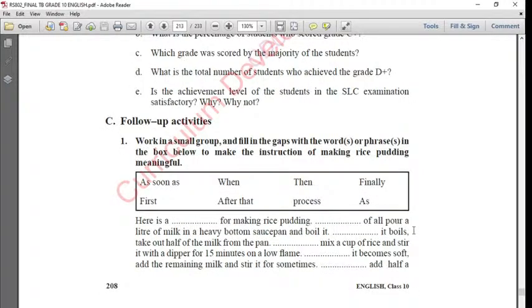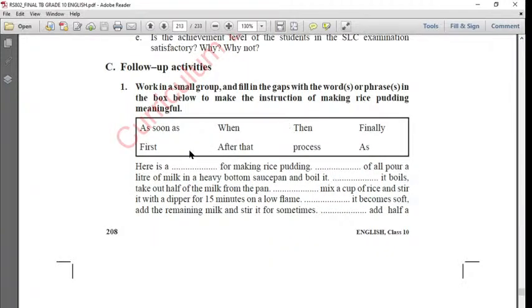So coming back to follow-up activities, work in a small group and fill in the gaps with the word or phrases in the box given below to make the instruction of making the rice pudding meaningful. As soon as, when, then, finally, first, after that, process, as. Here is an instruction for making rice pudding.